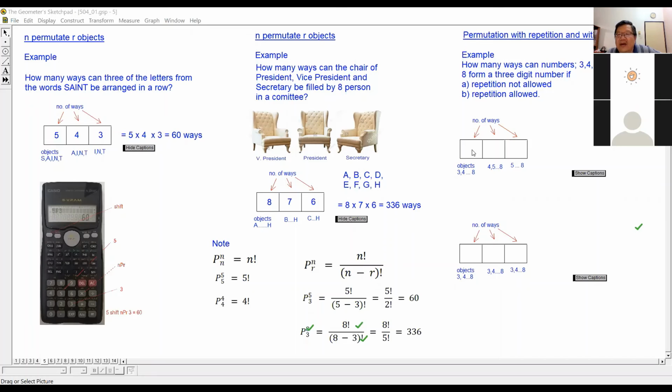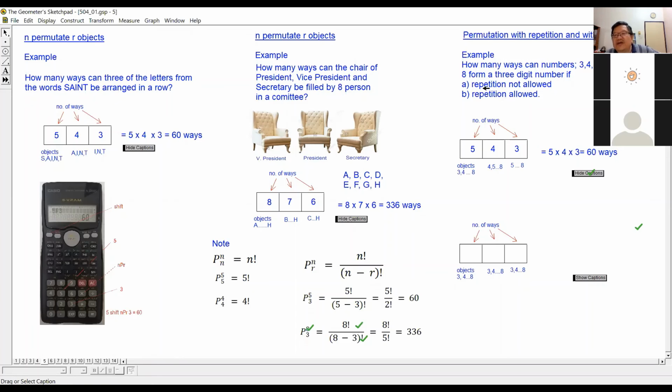5, correct. The first one is 5 because you can put any of these 5 numbers in the first place here. Then the second place, 4. Then this one, 3. So 5, 4, 3 is 60.